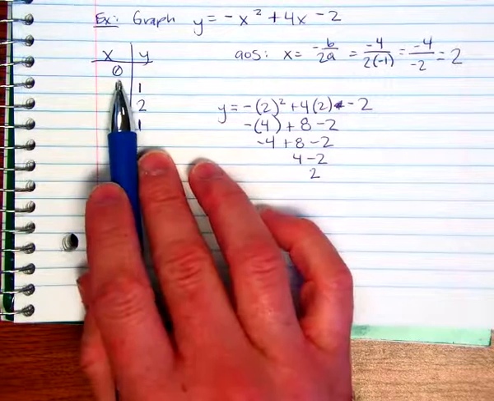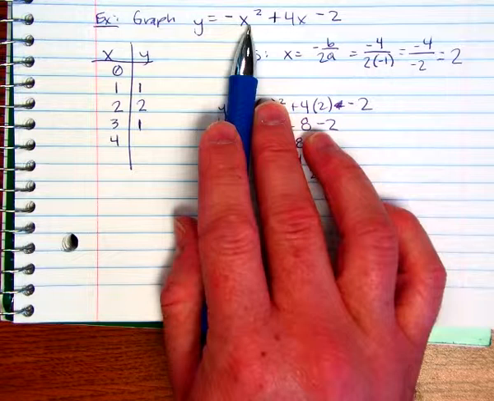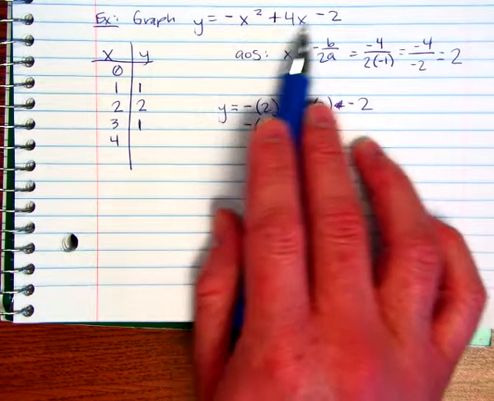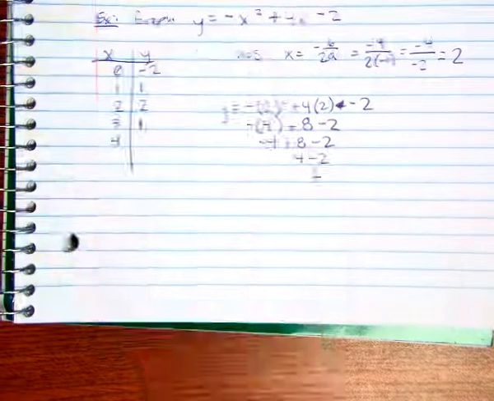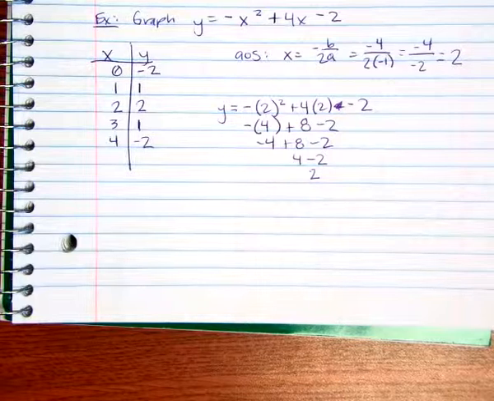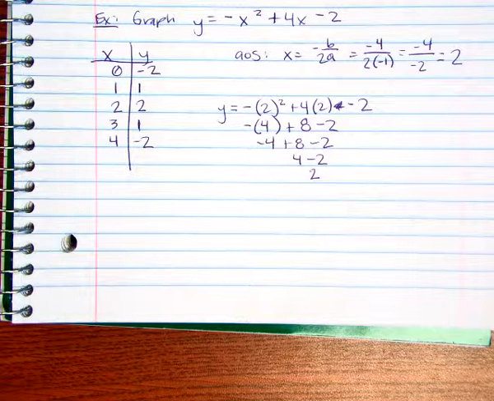Let's plug in the 0, because 0 is a really easy one to use. What's 0 squared? What's 4 times 0? What's 0 plus 0? Minus 2? Negative 2. So if that's a negative 2, so is this. Let's go ahead and graph this real quick, and then we'll be done with our last example, and we'll do some of these on our own.